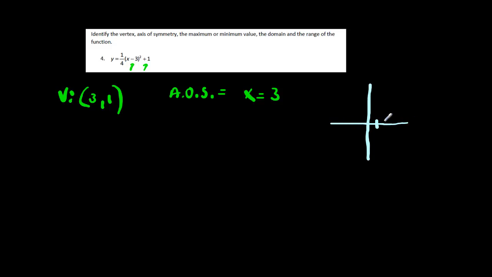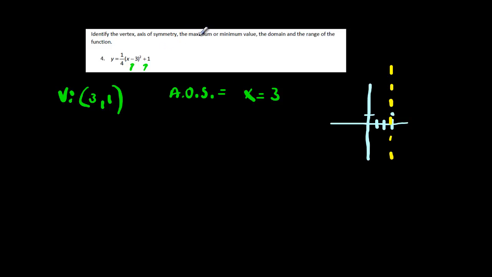My vertex is at (3, 1), right over here. No matter how I draw it, whether it's down or up, there's going to be a symmetric axis to the right and to the left of it. That axis is a vertical line. That vertical line is going through the x-axis at 3, so the axis of symmetry is the equation x equals 3.